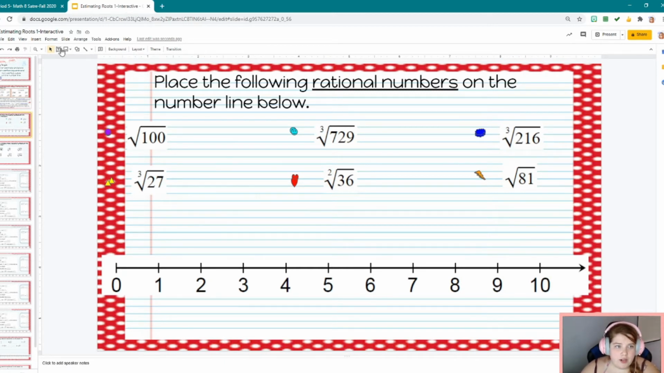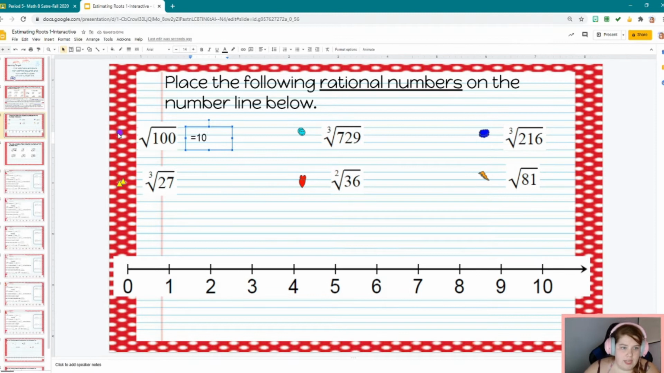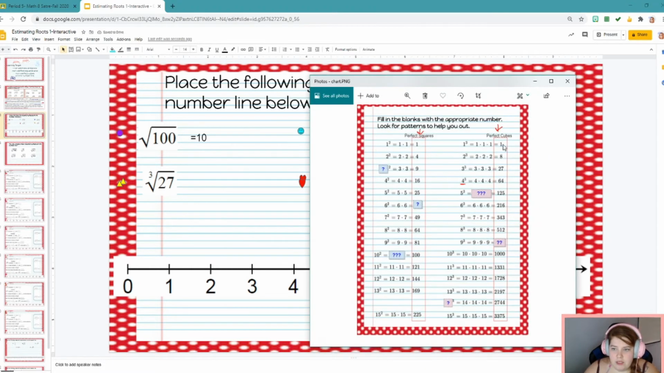The square root of 100, well, we know that the square root of 100 is the same thing as 10. So I can take this circle and place it on 10. The cube root of 729 we just figured out is 9. And again, how am I doing this so quickly? I'm using this chart. The cube root of 729, I don't know why I keep saying 300. 729 is 9.